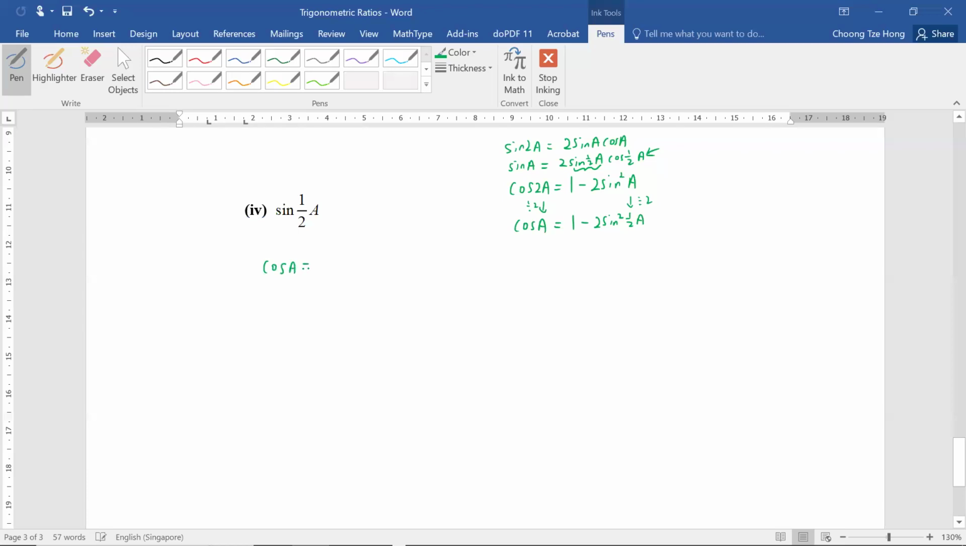So cosine a is 1 minus 2 sine square half a. Cosine a is x, remember? So you put x here. Then we just manipulate a bit, and we should be able to find sine half a. So 1 minus x, divide by 2, so it's 1 minus x over 2. And then we'll just square root.